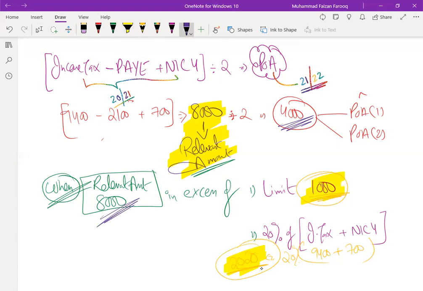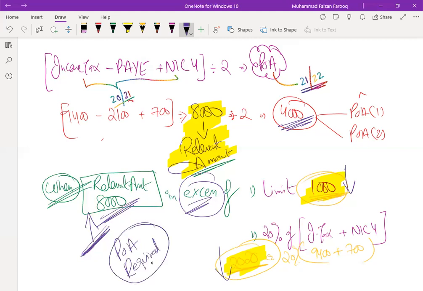The relevant amount is 8,000. This 1,000 is lower and this 2020 is lower. Both are lower than the relevant amount, yes. The relevant amount is in excess of 1,000 and in excess of the 20% of these two items, right or wrong? So POA is required if the relevant amount, which is 8,000 in this case, is in excess of 1,000 or 20% of income tax and NIC for both.